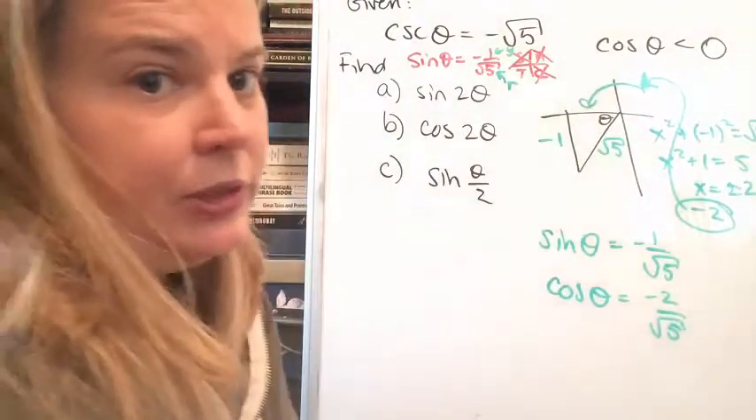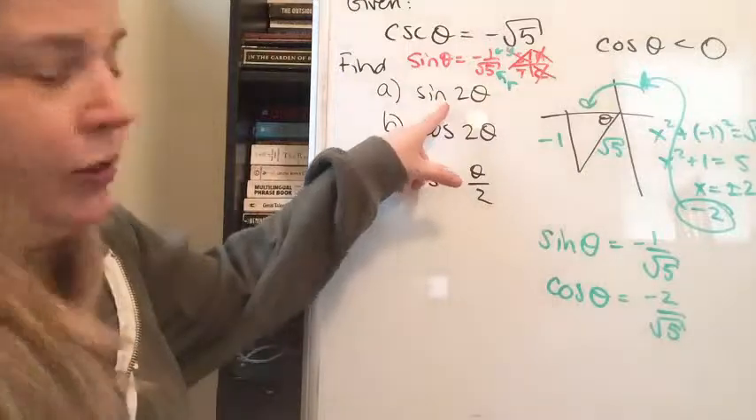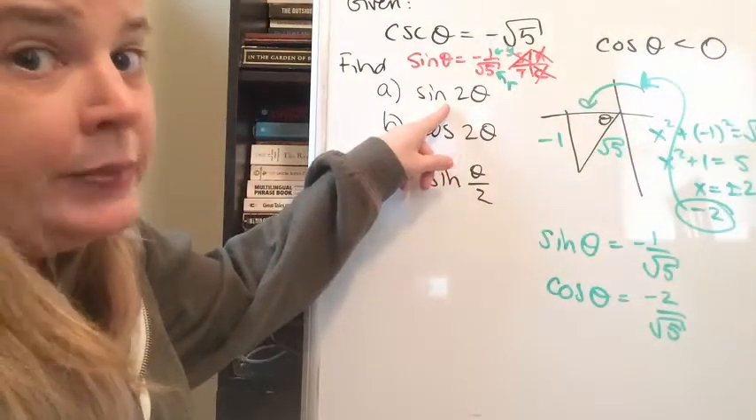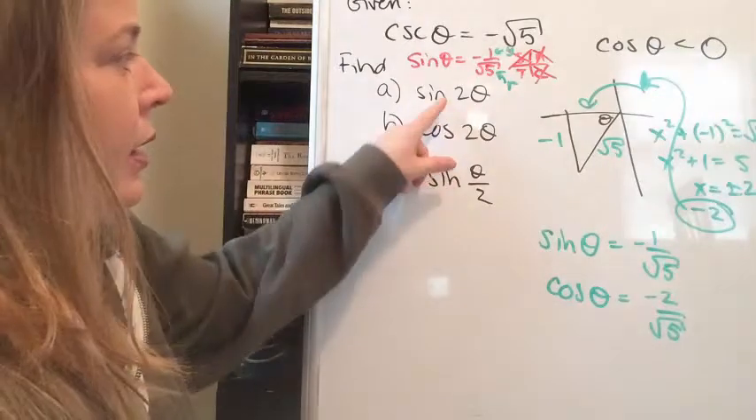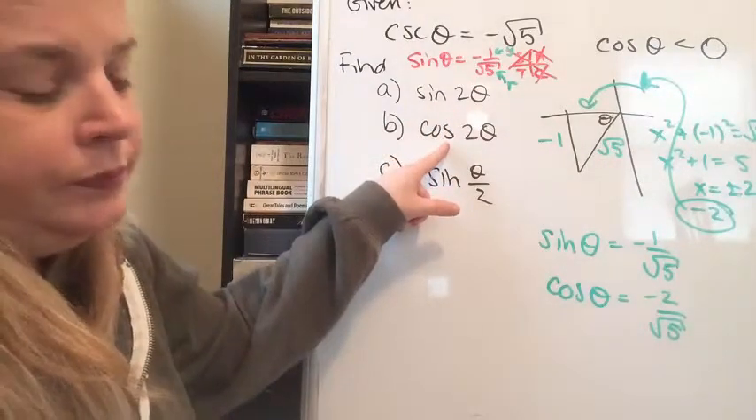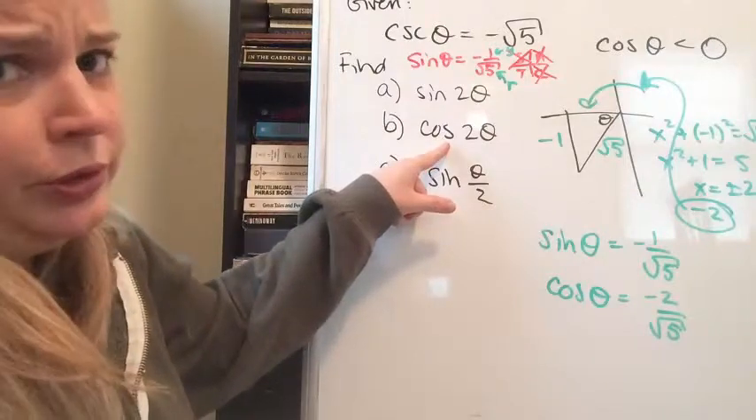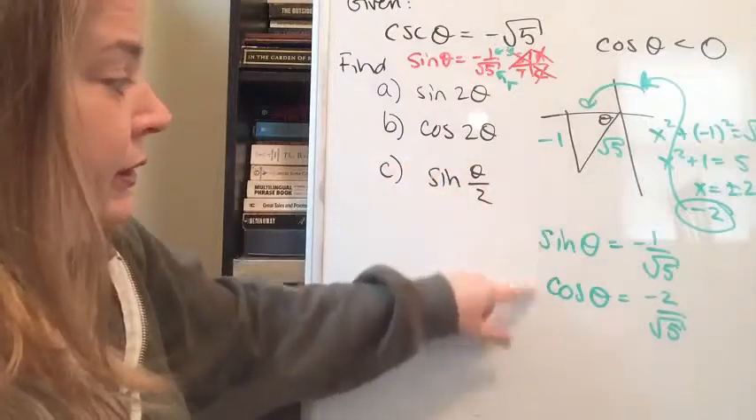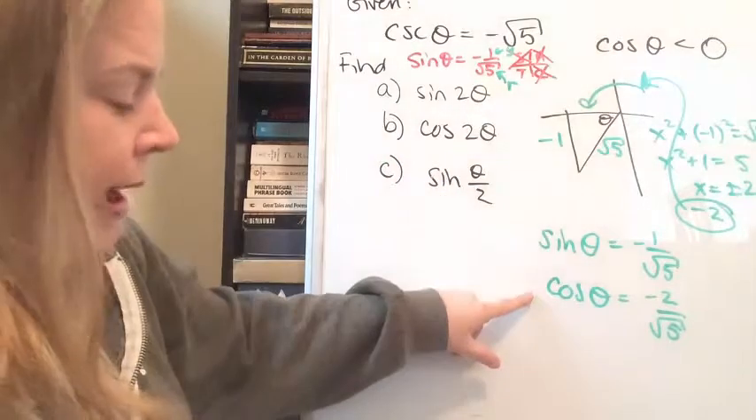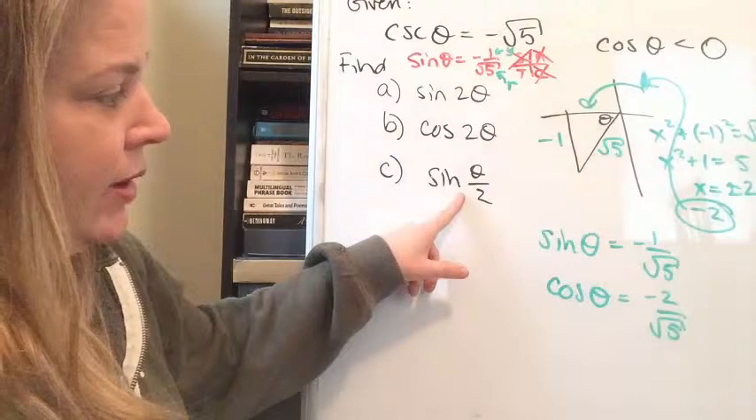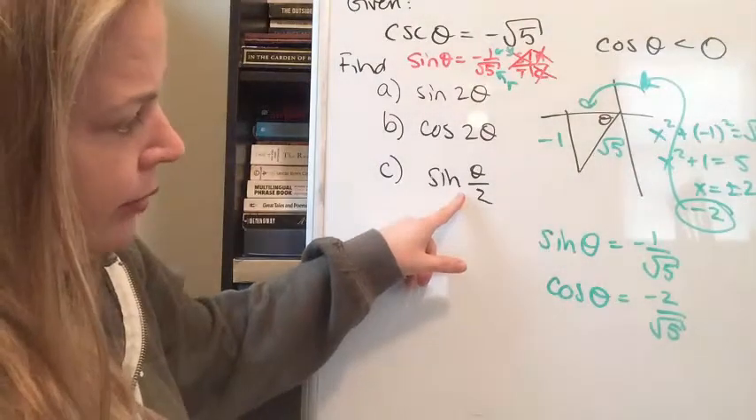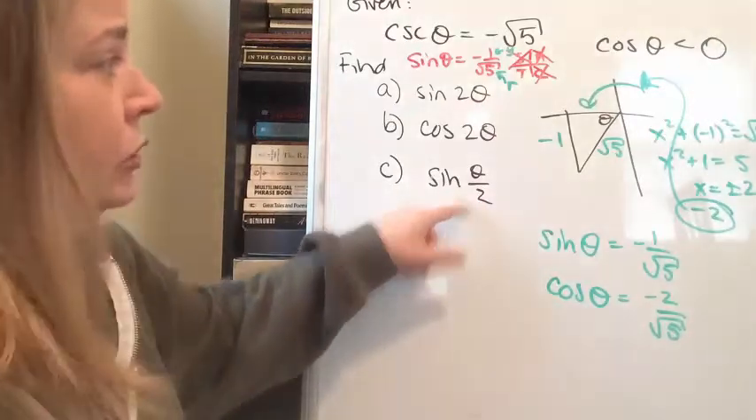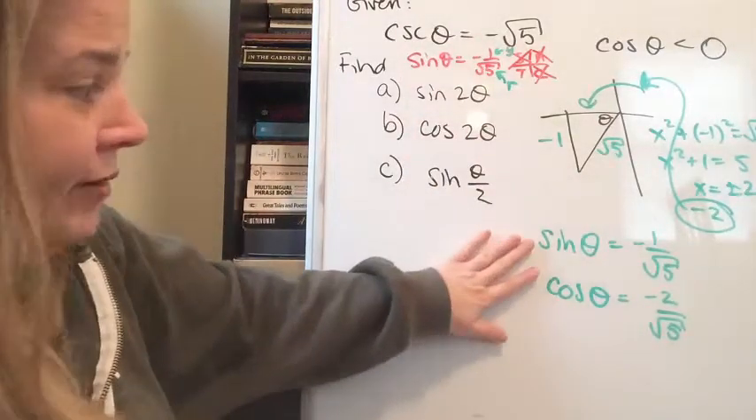So we have all the information we need for these formulas, because what's the formula for sine of 2 theta? 2 times cosine theta, sine theta. And what about cosine 2 theta? There's a couple formulas you could use, but I only have one memorized: cosine squared minus sine squared. So I just need sine and cosine for those formulas. And what about the half angle formula? The half angle will be plus or minus square root of 1 minus cosine theta all over 2. So this one only needs cosine. I don't need tangent for any of these formulas, so I have everything I need.